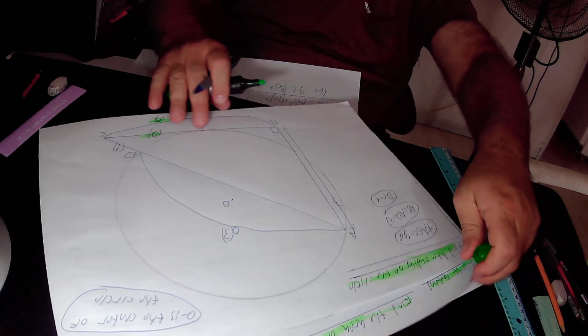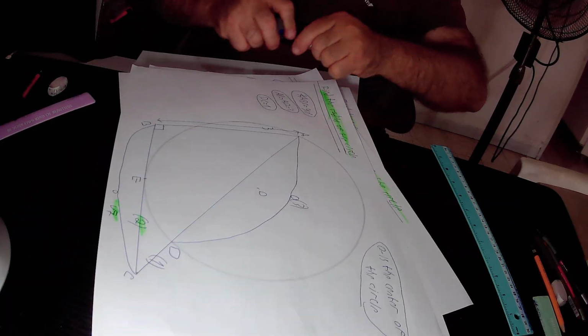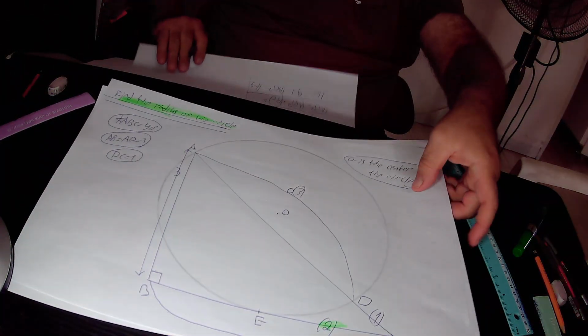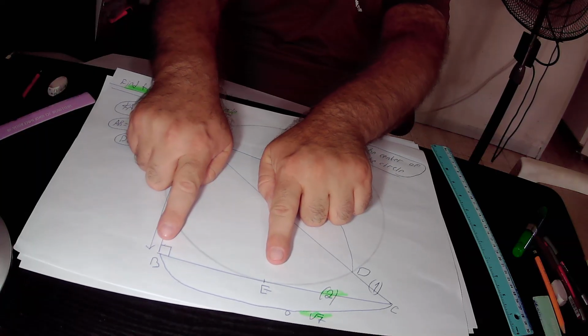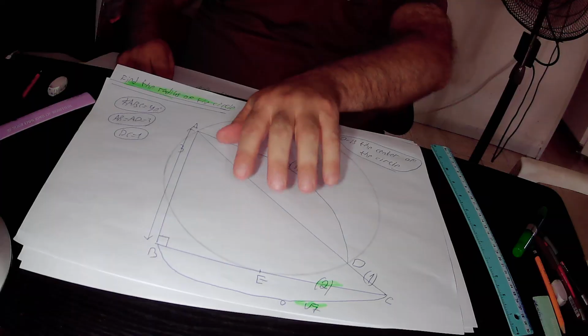What is the length of the missing line segment? Line segment BE. From the drawing, it is very easy to see that BE equals BC minus EC. So it is known that BE equals BC minus EC.